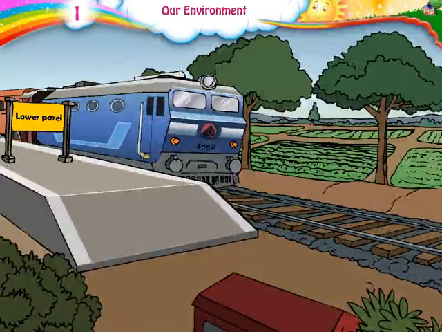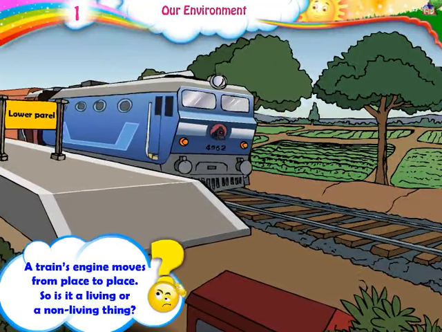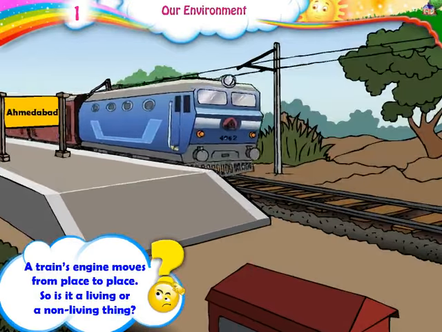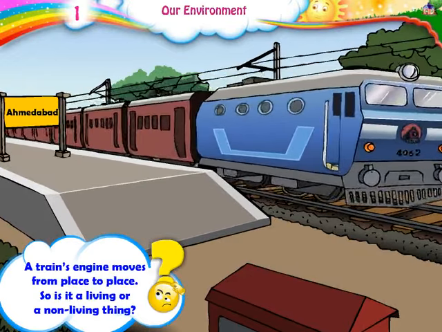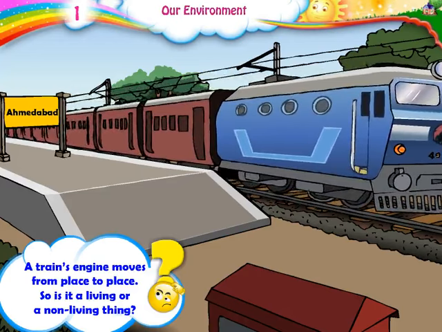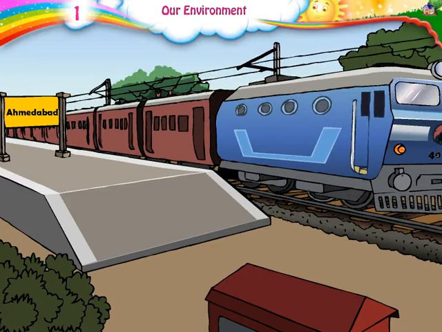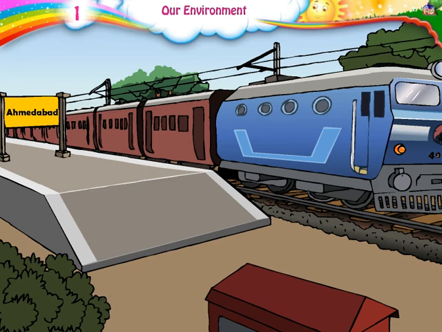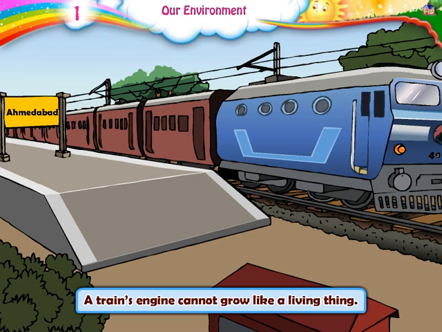Now, let us talk about the trains we travel in. A train's engine moves from place to place. So, is it a living or a non-living thing? Correct. A train's engine is a non-living thing because even though it moves from one place to another, it cannot grow like a living thing.